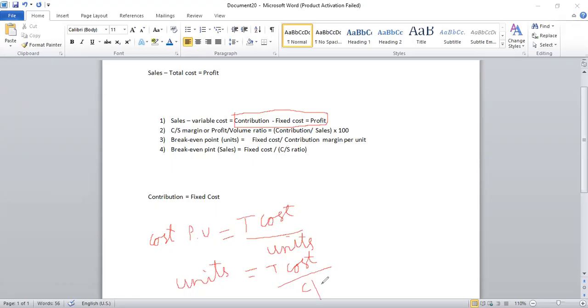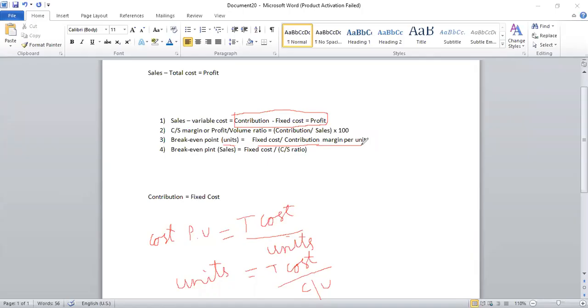Do you see the logic here? So the same thing we are applying here. We are applying it as fixed cost and contribution. Both of them are equated. So they are taken, that is the point where both of them are equal. But then, since we are focusing on calculating the number of units, we are taking this in the denominator to be contribution margin per unit. That's the logic.